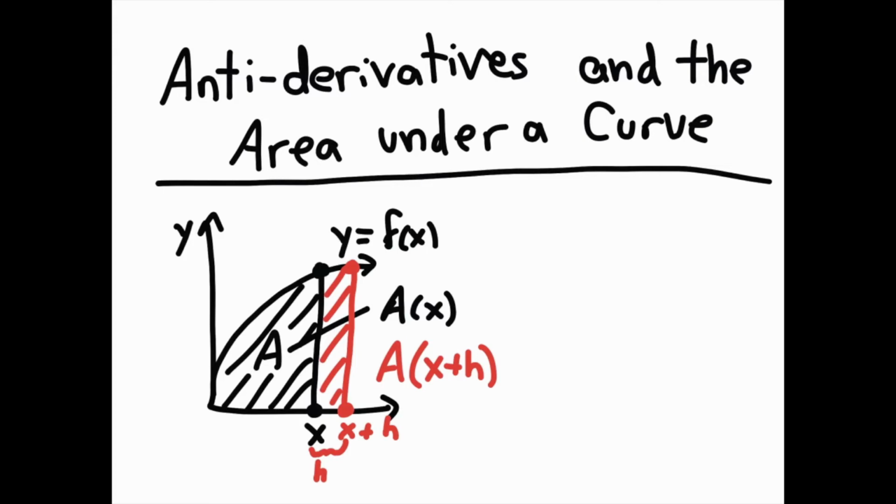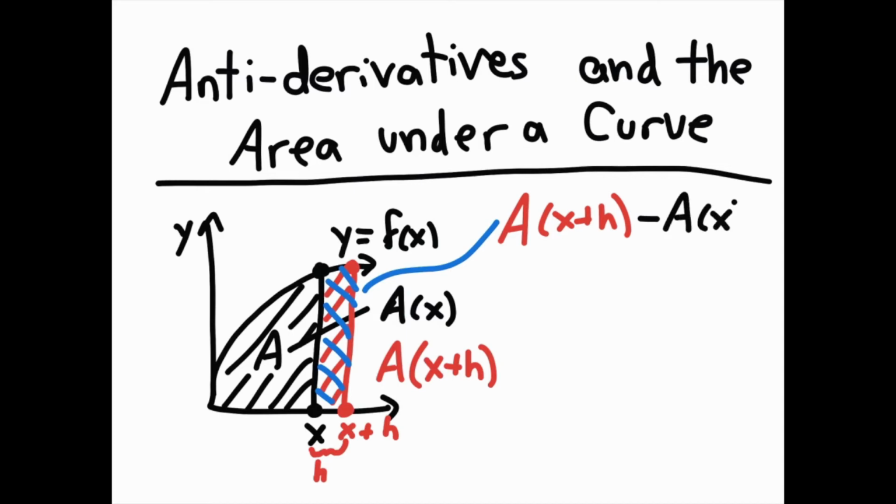If I look at just the area of this portion that's been added in, let's make an expression for that. Well, it's going to be the full area, A of x plus h, minus the area that I began with, A of x. Now that's an interesting expression.